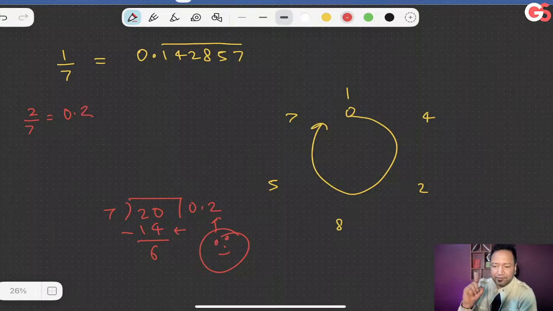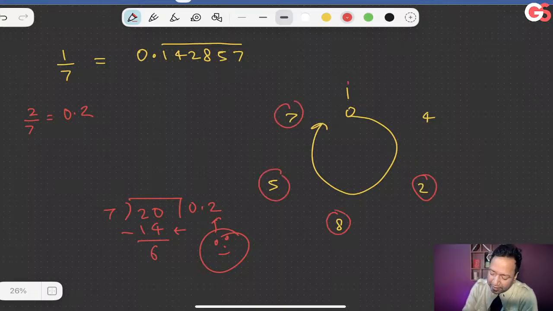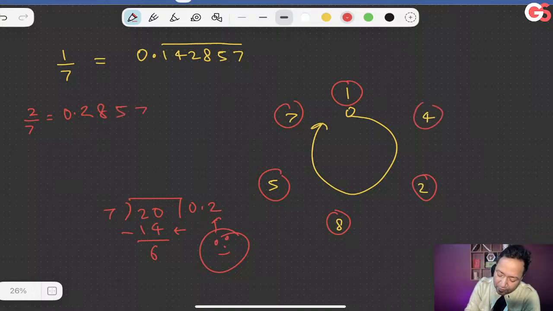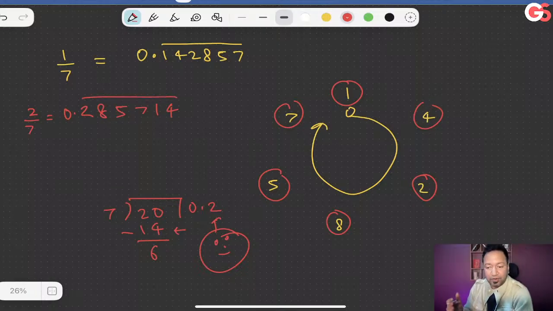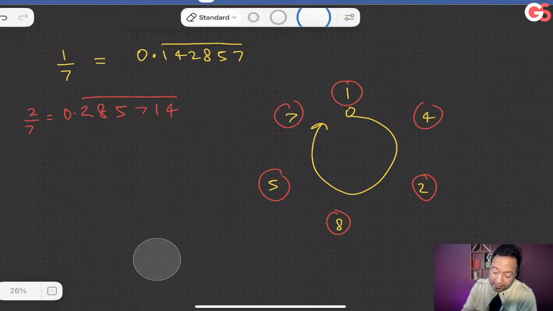The moment I get the first value, I look at this thing which I have written over here. Starts with 2 and goes clockwise. After 2, I get 8, then I get 5, then I get 7, then I get 1, then I get 4. Oh, wow. It is 0.285714 and so on. Isn't this pretty? Such a beautiful property of dividing by 7.